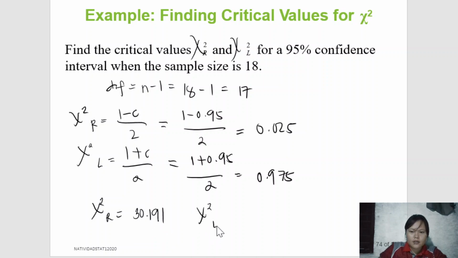And chi-squared left is 7.564. Okay, so those are the critical values for a 95% confidence level with degrees of freedom of 70.